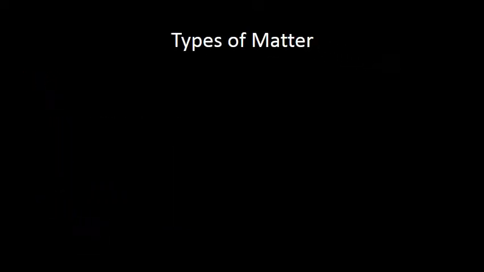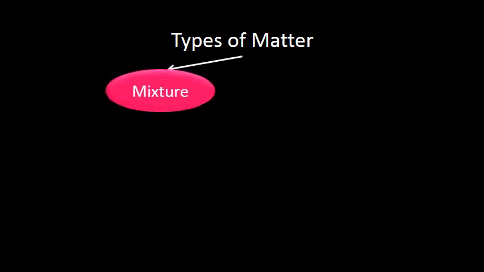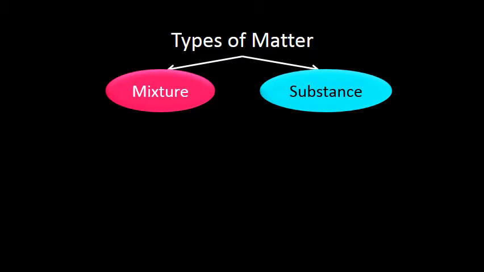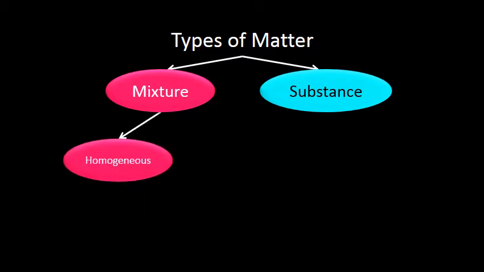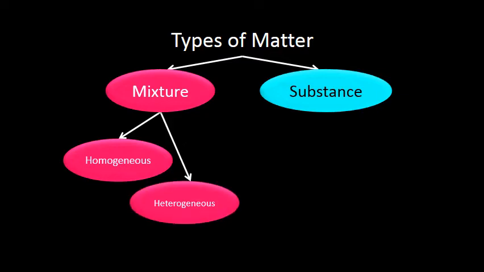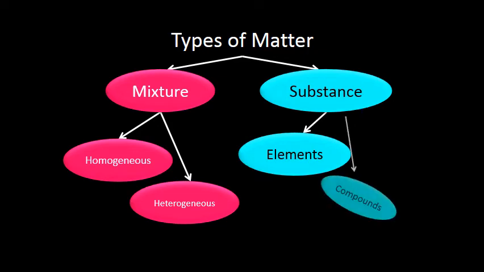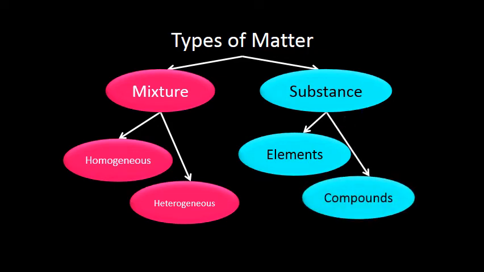So the types of matter, the way we can classify it by how it's put together, we have mixtures and substances. Now I've only talked about what a mixture is. Now I'm going to break mixture down into homogeneous or heterogeneous stuff, and then we'll look at the difference between substances, and those are elements and compounds, and we've kind of already covered those. I'll just review those quickly.